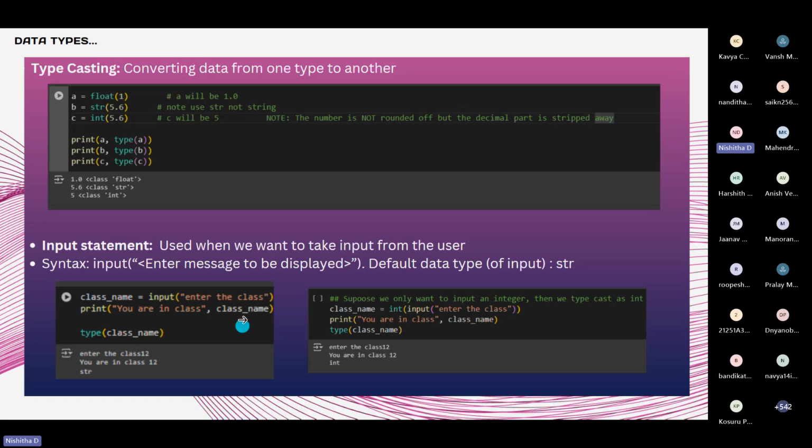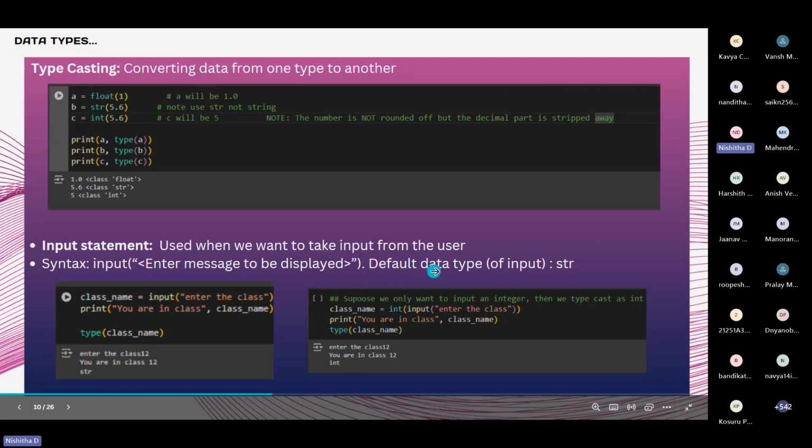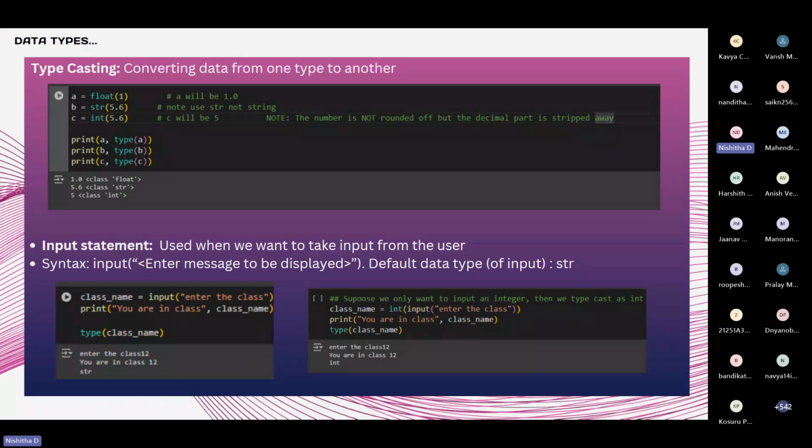So that's why, if you want to input only integers, then you have to typecast it into an integer like I've done here. Now if I run the type function, I get integer. So again, the input statement registers the input value taken in as string automatically by default. Now let's go into operators.